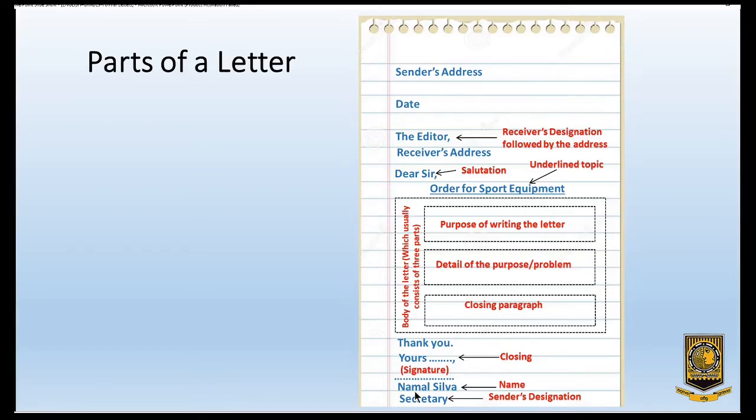Imagine you are writing on behalf of your school. You are the secretary of the Science Society. So you have to write your name, then Secretary, Science Society. So when the person who reads the letter finally looks at the person who sends it, then he can have an idea about the sender of the letter. So it's very important to write the designation of the person and include the name. Okay.